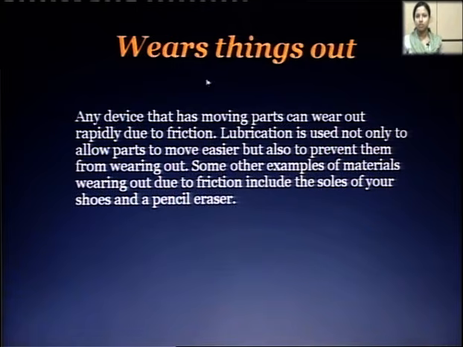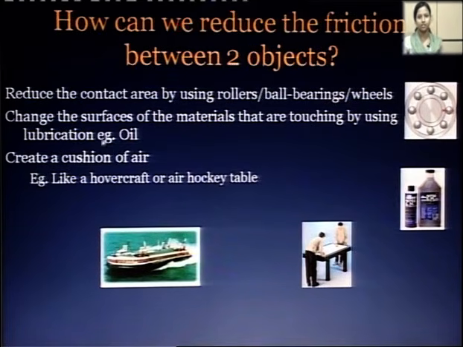It wears things out. Any device that has moving parts can wear out rapidly due to friction. Lubrication is used not only to allow parts to move easier but also to prevent them from wearing out. Some other examples of material wearing out due to friction include the sole of your shoes and a pencil eraser.